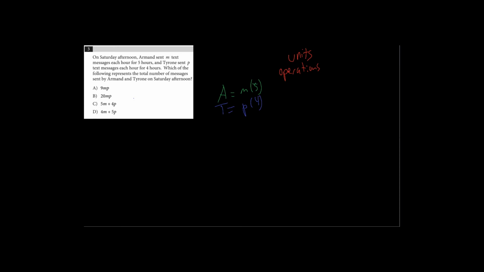And finally, they ask us to put it all together. So what we're going to do is we're just going to add them together because they want both Armand and Tyrone's messages. So that's just going to be A plus T equals 5M plus 4P.